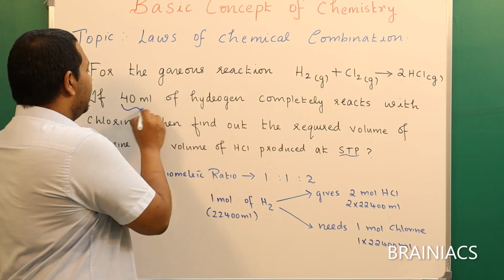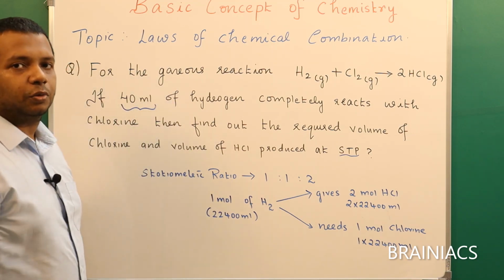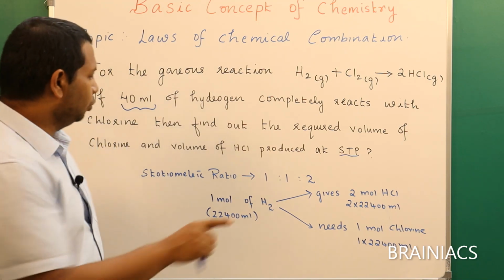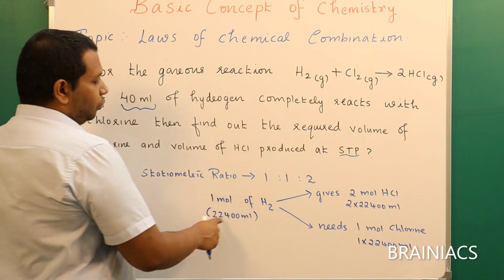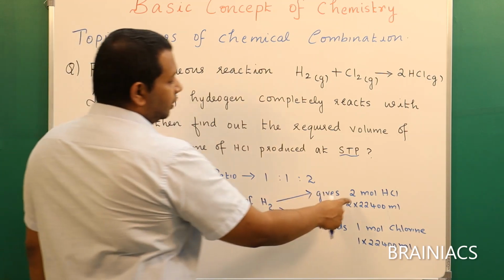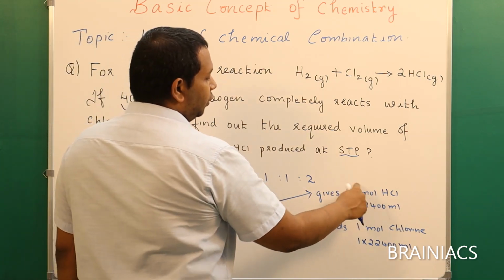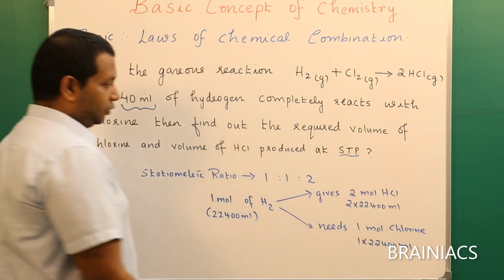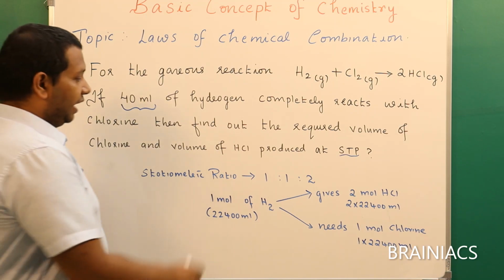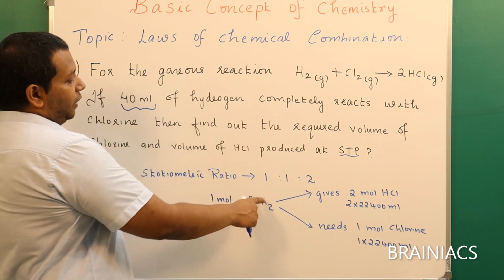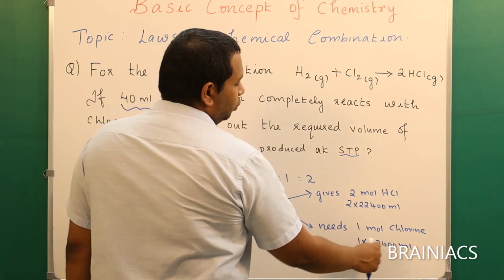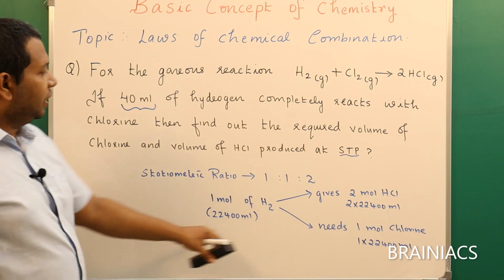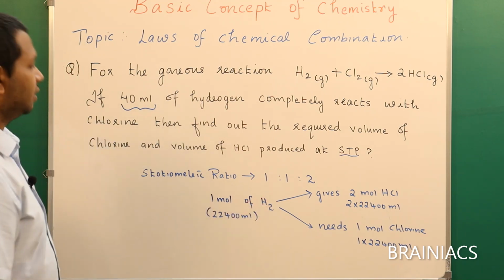Why? Because 40 ml is given. So 22.4 liter is nothing but 22.4 into 1000, that is 22400 ml. So 22400 ml of hydrogen gives 2 moles, which is 2 into 1 mole. 1 mole I know is 22400 ml. So 2 into 22400 ml of HCl. And 22400 ml of H2 needs 1 into 22400 ml of chlorine.